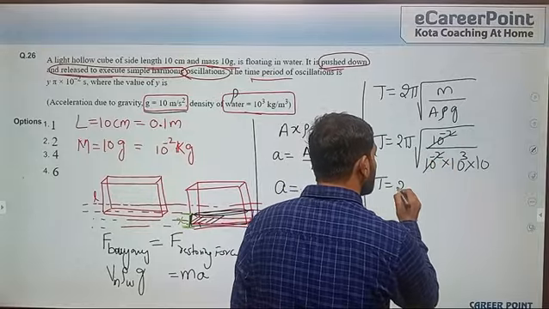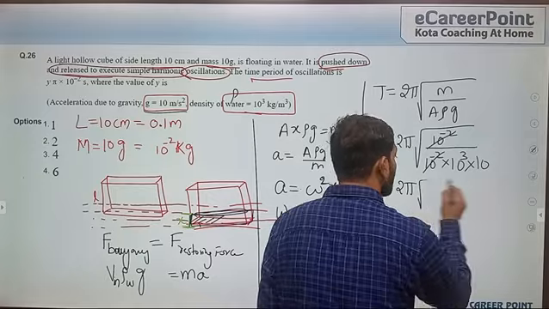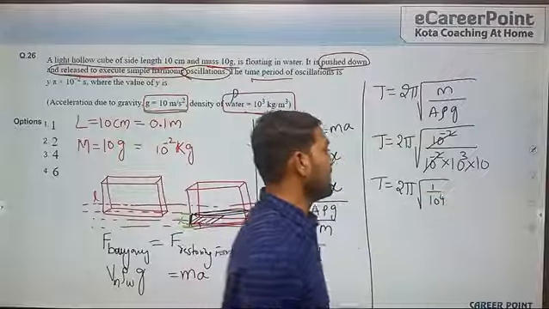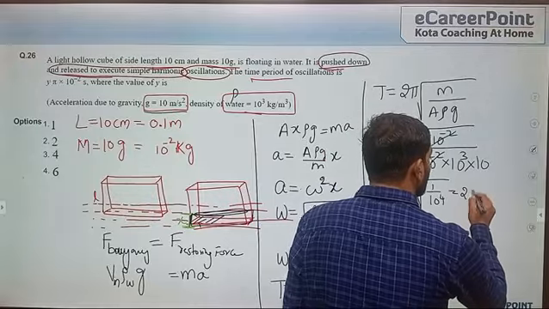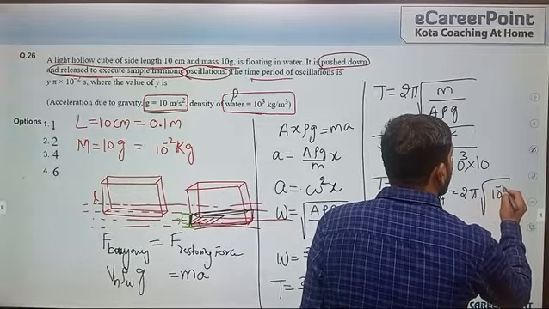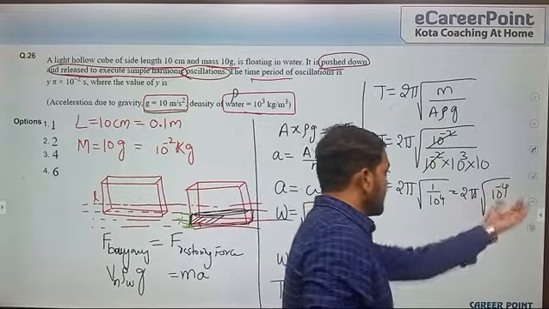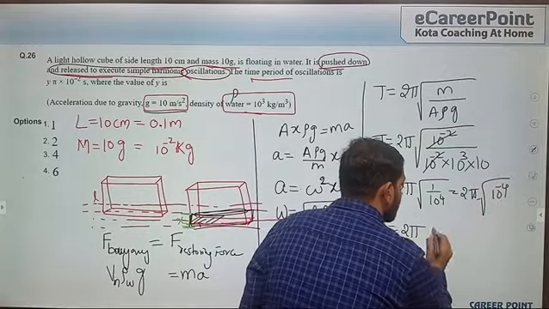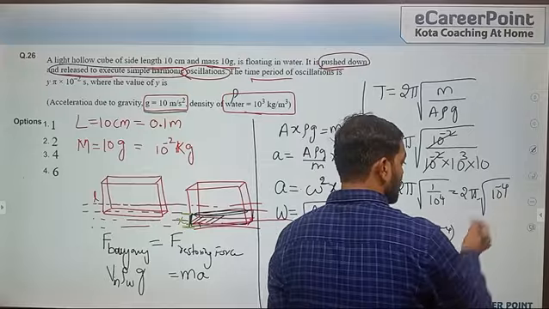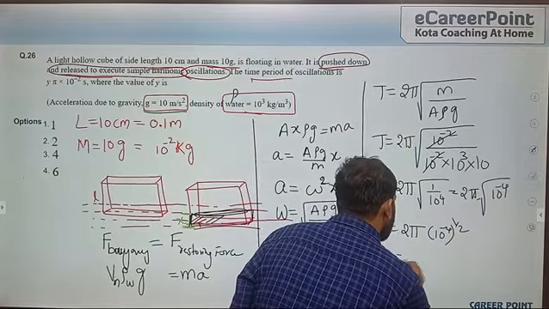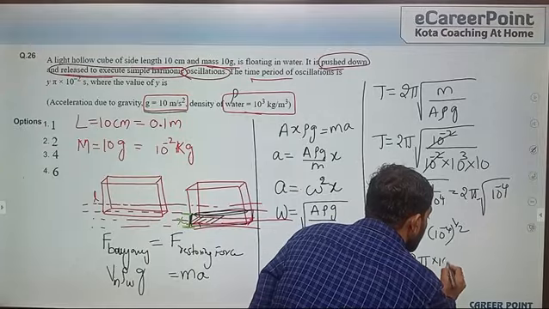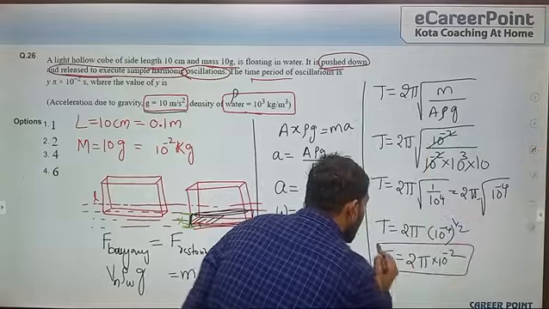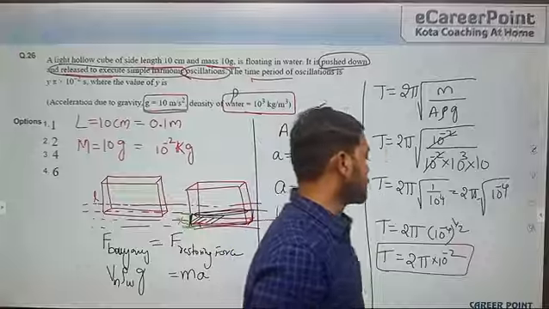So the T value is equal to 2 pi, and here we have 1 by 10 power 4. Let us take this 10 power 4 upside. Then what happens? This will become 2 pi under root 10 power minus 4. Let us remove this square root. So T is equal to 2 pi, 10 power minus 4, and the root value will be 1 by 2. So this will be equal to 2 pi into 10 power minus 2. So the time is equal to 2 pi into 10 power minus 2 seconds.